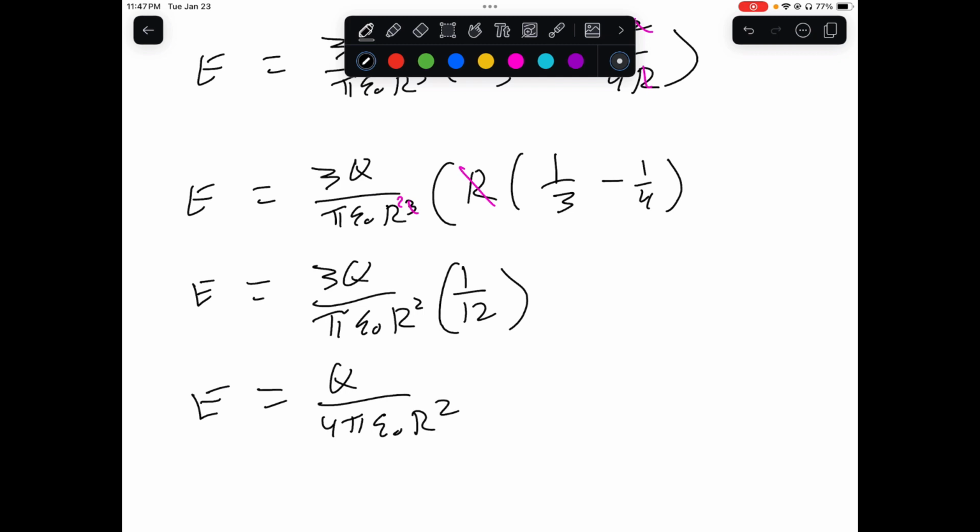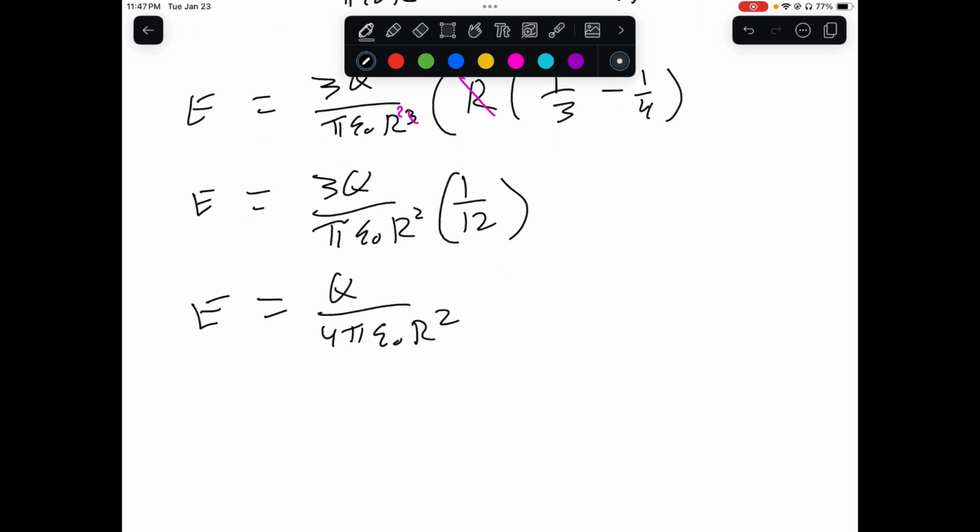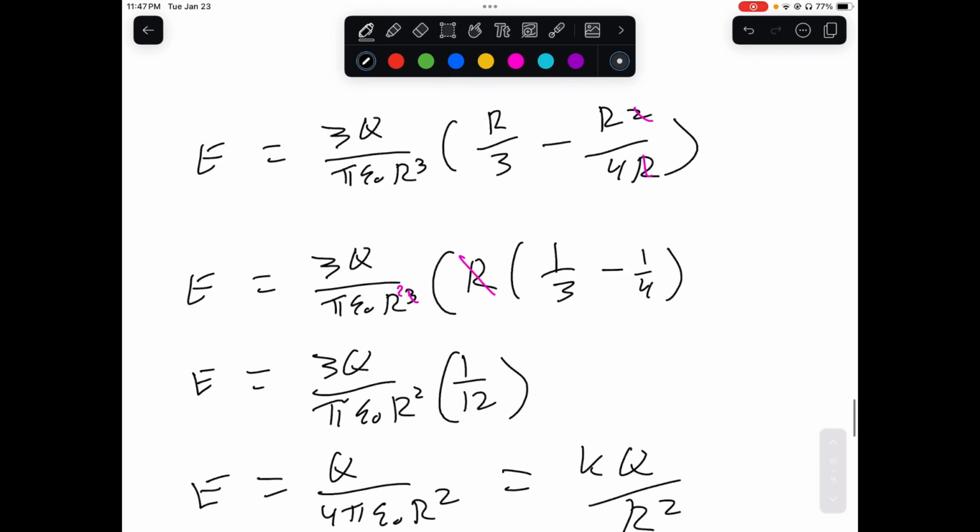So what does this mean? This means that once I get out to the edge of this charged cloud, anything beyond that looks like a point charge. And this is the electric field around a point charge. Remember, 1 over 4 pi epsilon naught just equals K. So this really just says KQ over R squared. I'm pretty sure we did it right.